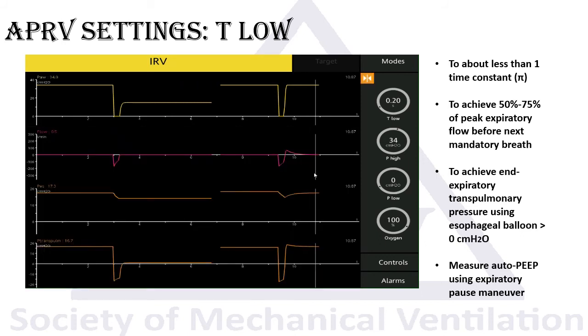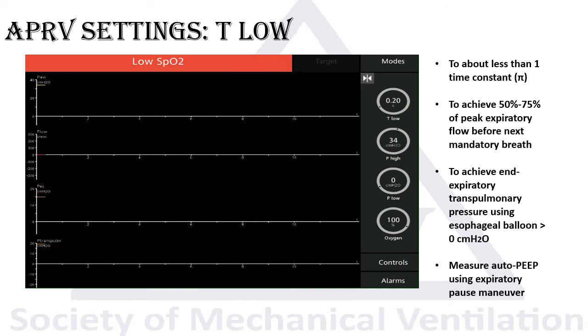Here we did the expiratory pause maneuver. Now the airway pressure at the end of exhalation of the release is 15, the auto PEEP. Our esophageal pressure is still about 14, and our transpulmonary pressure is 0.9.